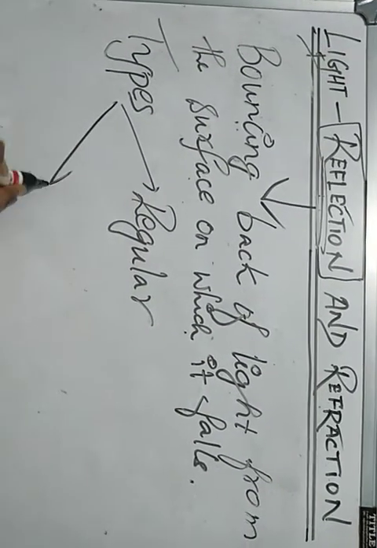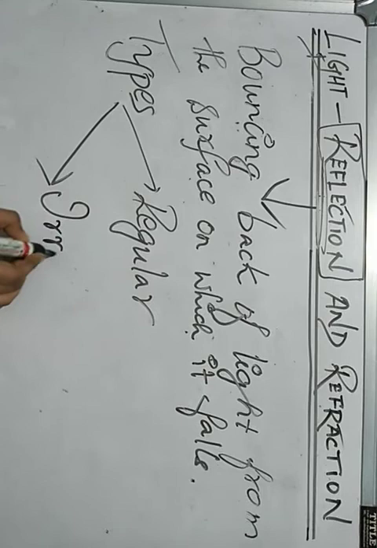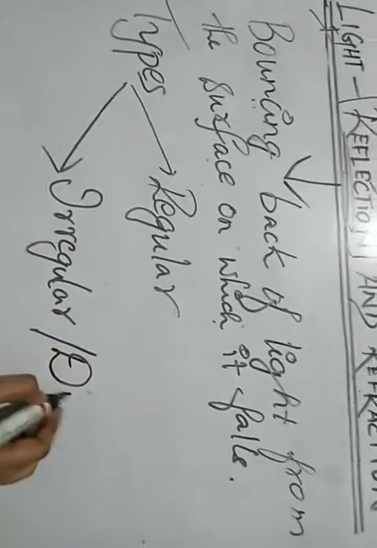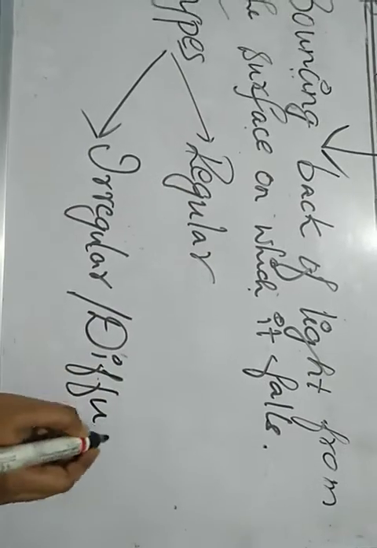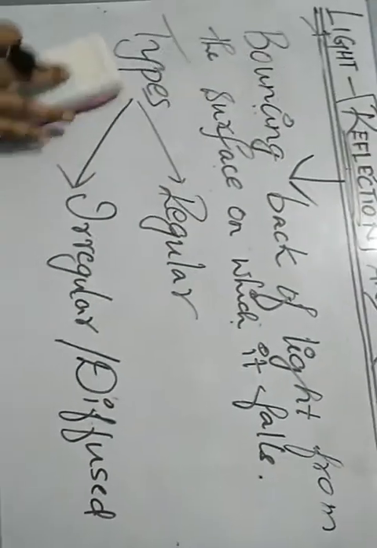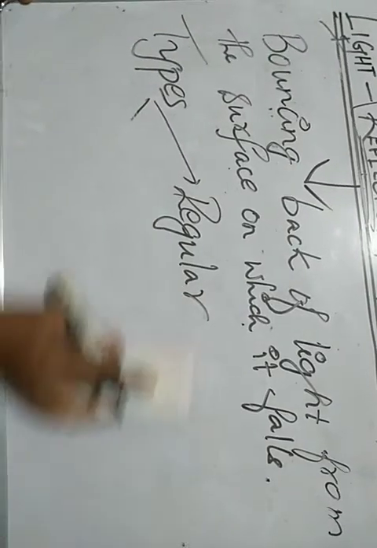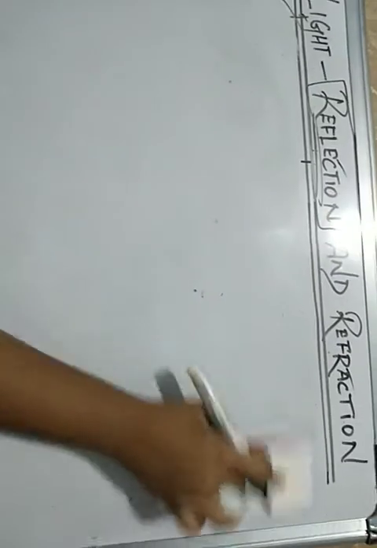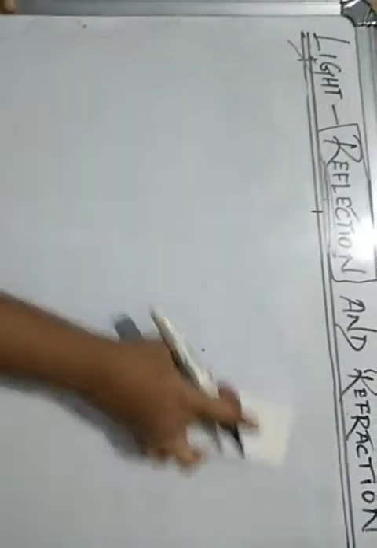Another is irregular or diffused reflection. Both are the same. Irregular reflection or diffused reflection. Now, this regular reflection takes place on a smooth surface, say a mirror or a polished surface. From these kind of surfaces, regular reflection takes place. But irregular takes place from irregular kind of rough surface.